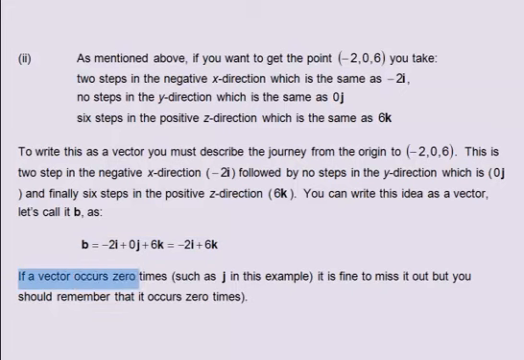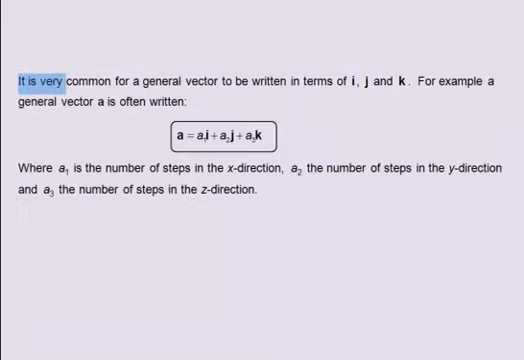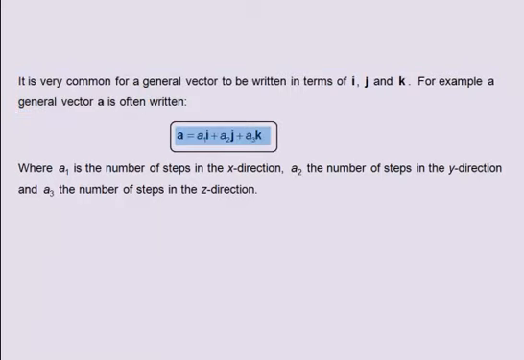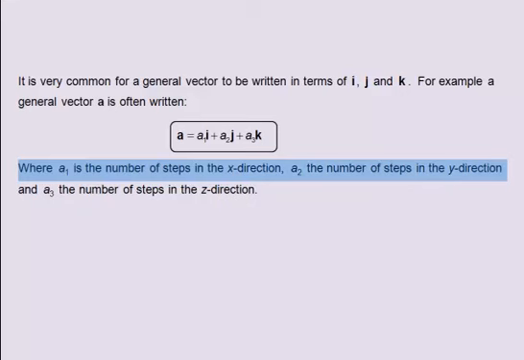If a vector occurs 0 times, such as j in this example, it is fine to miss it out, but you should remember that it occurs 0 times. It is very common for a general vector to be written in terms of i, j and k. For example, a general vector A is often written as vector A equals A1i plus A2j plus A3k, where A1 is the number of steps in the x direction, A2 is the number of steps in the y direction, and A3 the number of steps in the z direction.